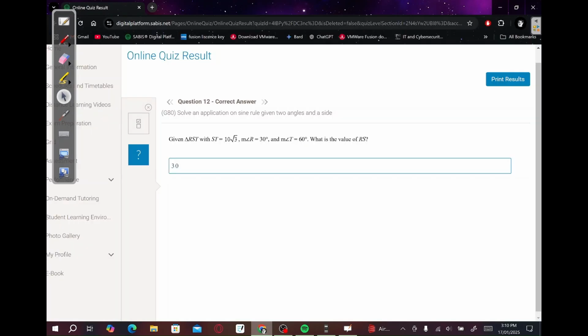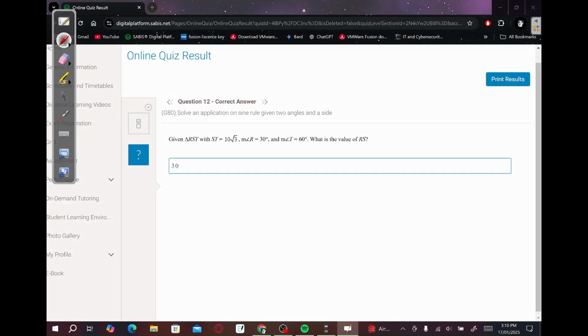Okay, so question 12. Given RST with ST 10 root 3, whatever. Let's just begin writing them down. Now, one of our angles, let's say it is R, is 60 degrees. The other one is 30. Okay, add them up. This equals 90. So 180 minus 90, since angles in a triangle make 180 degrees. This is going to be 90 degrees.